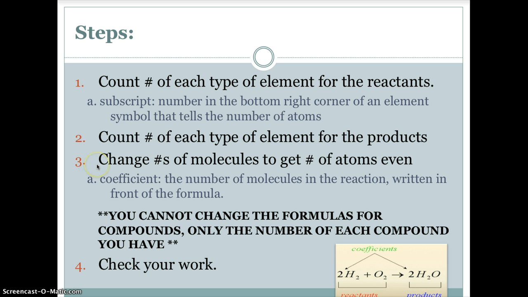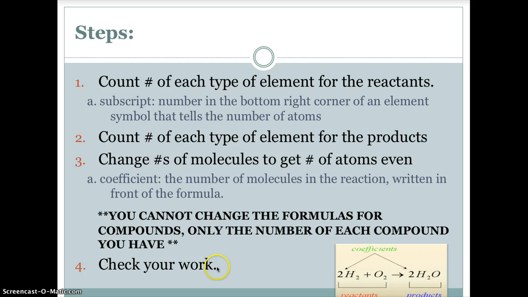You will change the number of molecules to get the number of atoms even on each side, and you do that by adding a coefficient to the front of your molecule, and that tells you how many molecules you actually have. Now note, you can change how many molecules that you have, but you cannot change what they are, so you can't change the subscripts. Okay? So over here, I can't take away this 2 or take away this 2. They have to stay there because that's how the formula is written. You change this formula and you change what the substance is.